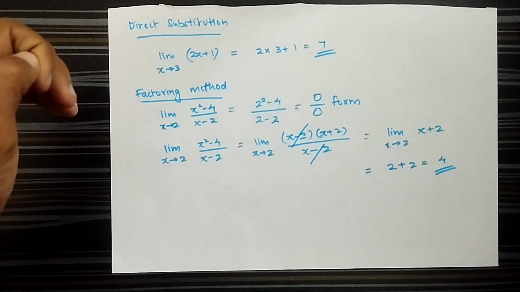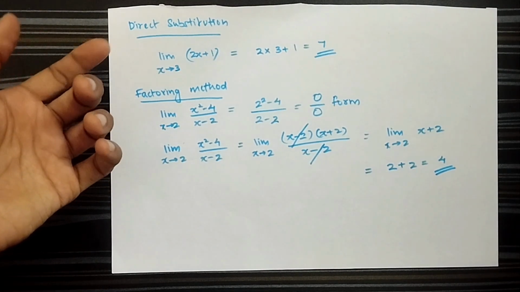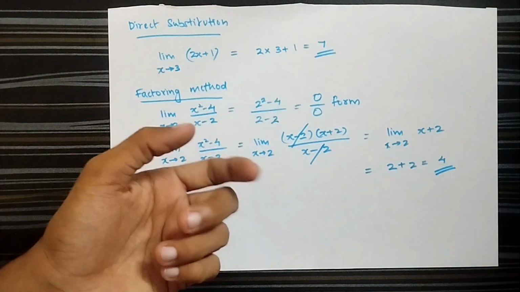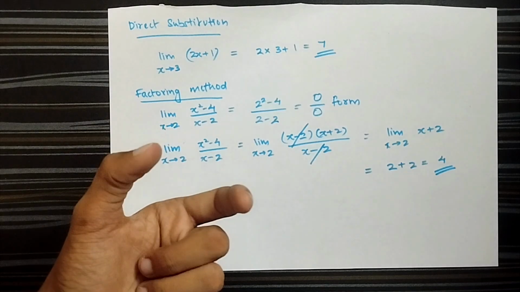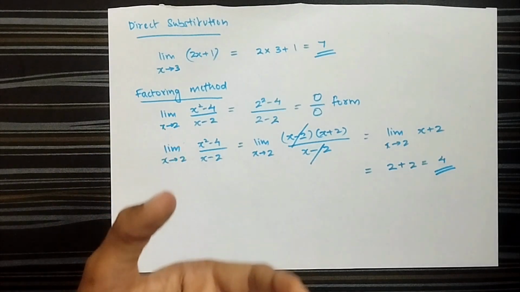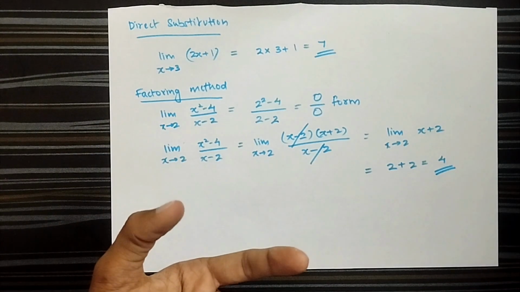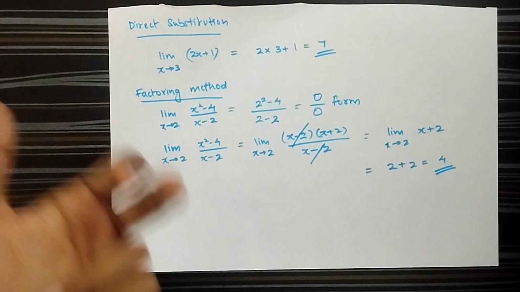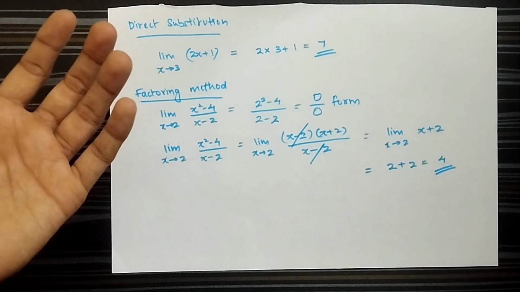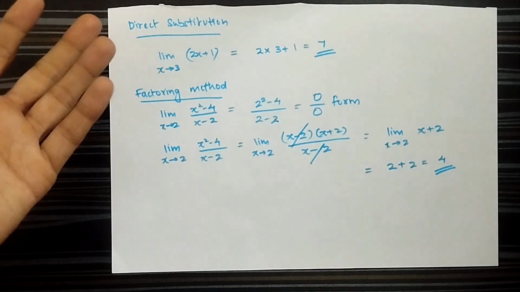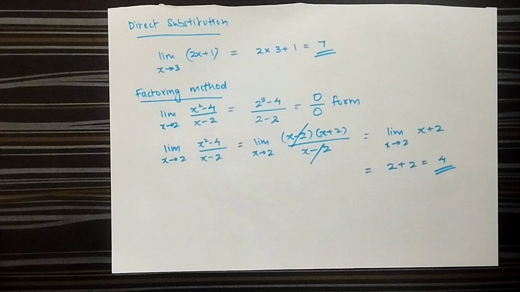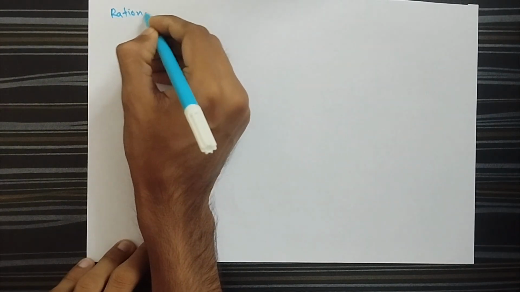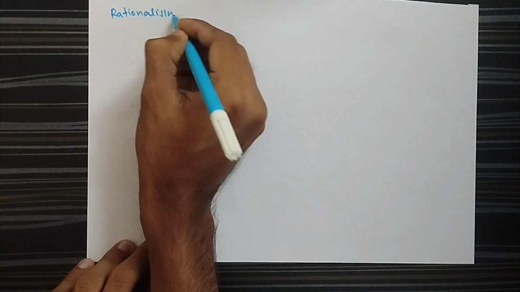So you have to always check whether there's something to factor out, and you have to check whether it's 0 by 0 by direct substitution first. First of all, do direct substitution and see if it ends up with 0 by 0. Then do the following methods. You can either do the factoring method, or you can do the next method, which is rationalization, the third technique, or the one using algebraic identities.